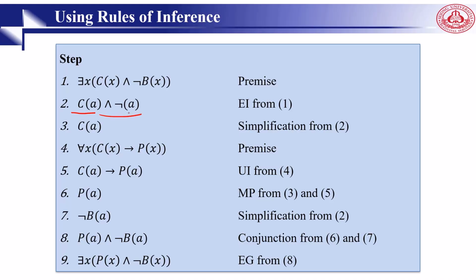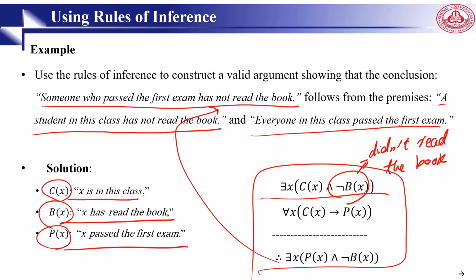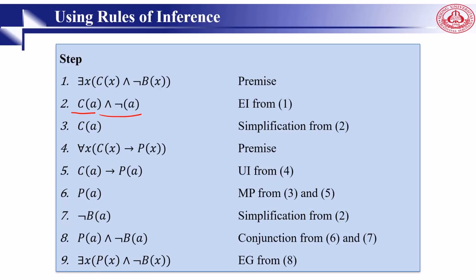Just an example, and not a. Okay, a is in the domain of x. You remember that one. So c(a) and not... Using simplification, we have simplification like p and q, then p, right? Using this one, we can conclude about this. Then we had for all x, c(x) implies p(x).